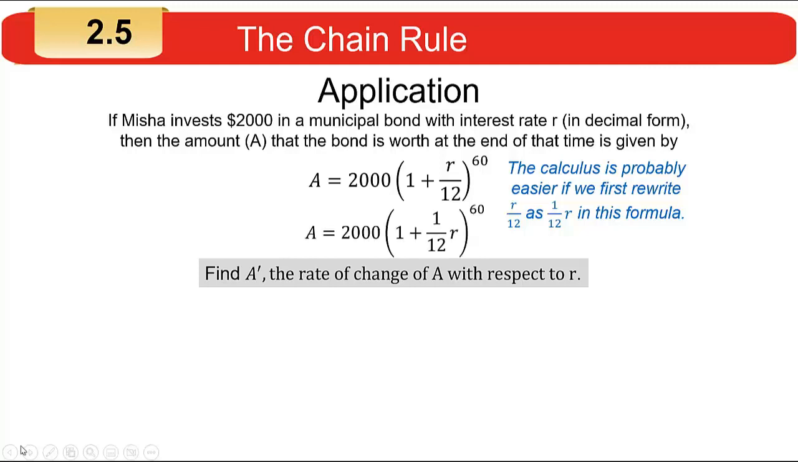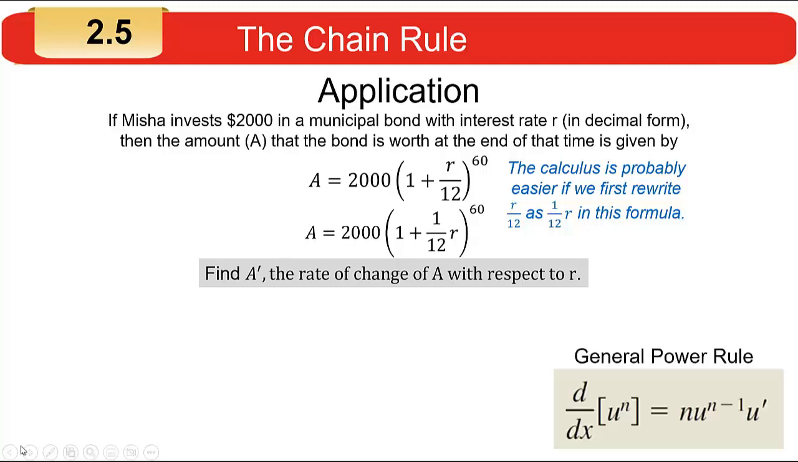Now, once you do that, you see that this is just a derivative problem that you could use the general power rule on. The derivative of a function of x to a power is the power times the function raised to the 1 less power multiplied by the derivative of the base. In this case, we're calling it u.